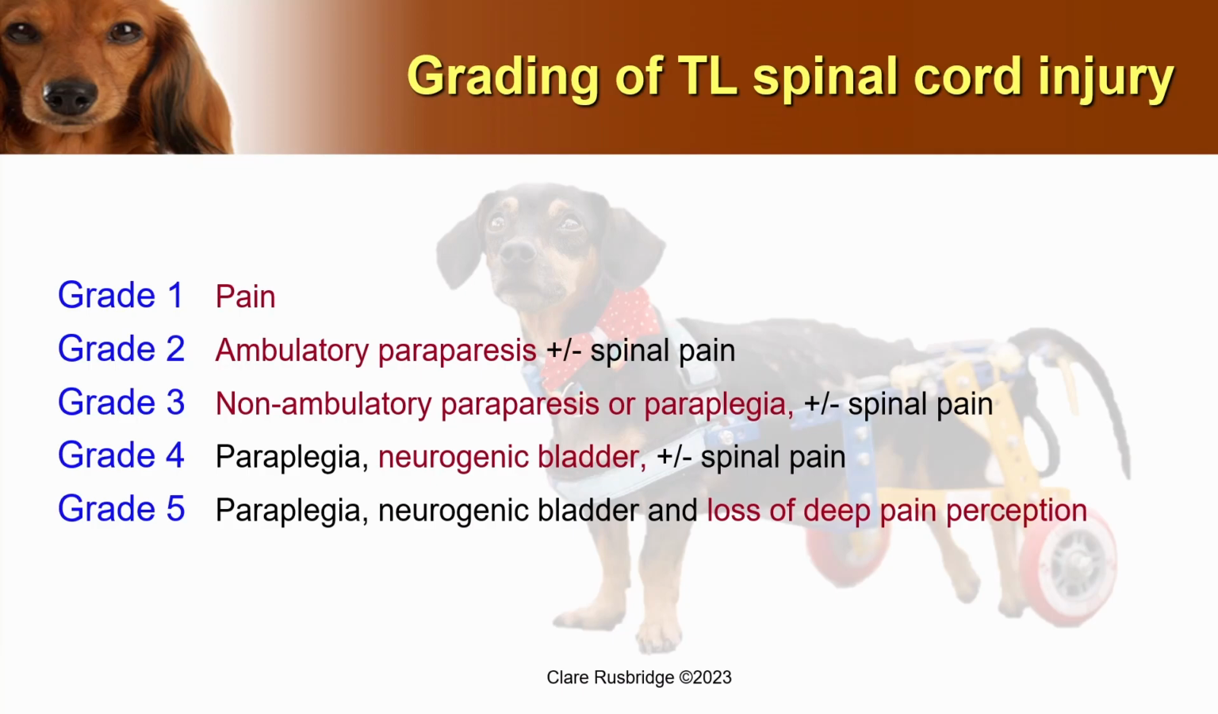So the way that we grade neurological injuries of the thoracolumbar spinal cord is by a 5-point system, where grade 1 is pain, grade 2 is animals that are weak but still able to walk, grade 3 is dogs that are no longer able to walk. They may have some voluntary movement but unable to take steps or be completely paraplegic. And grade 4 is when they are paraplegic and have a neurogenic bladder. And grade 5 is when they have all of the above but also have lost deep pain perception.